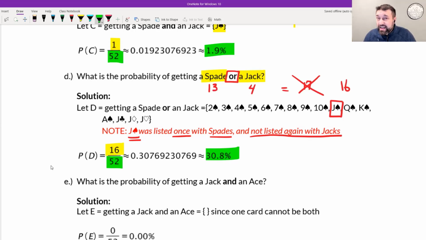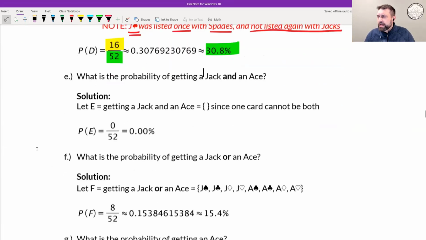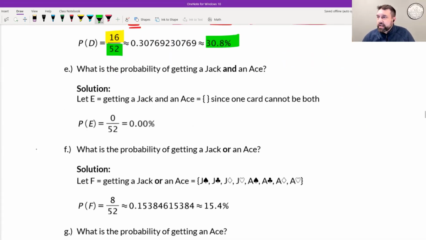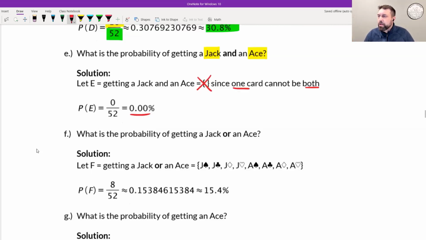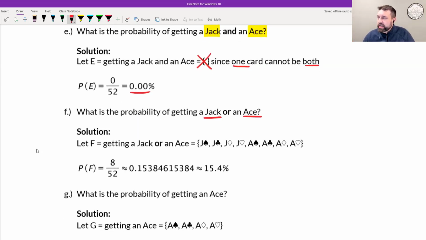We're going to come back to this idea later on in a little bit more mathy way. What's the probability of getting a jack and an ace? So what card is both a jack and an ace? There is none. This is the empty set. One card cannot be both a jack and an ace. So that's 0 out of 52. This would be an impossible event, right? You can't pull out a card and have it be both an ace and a jack because they're two different ranks, right? What is the probability of getting a jack or an ace?